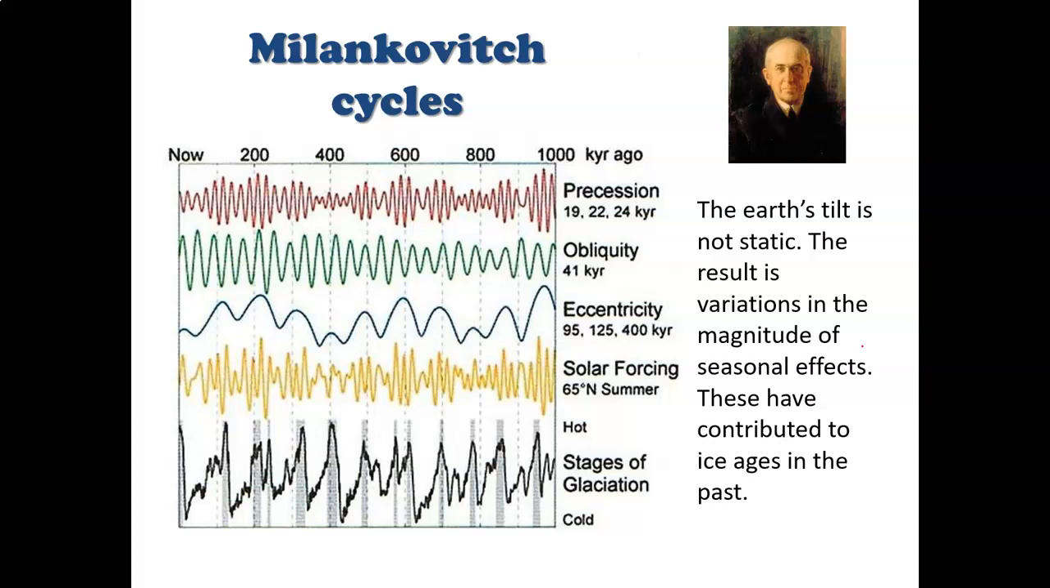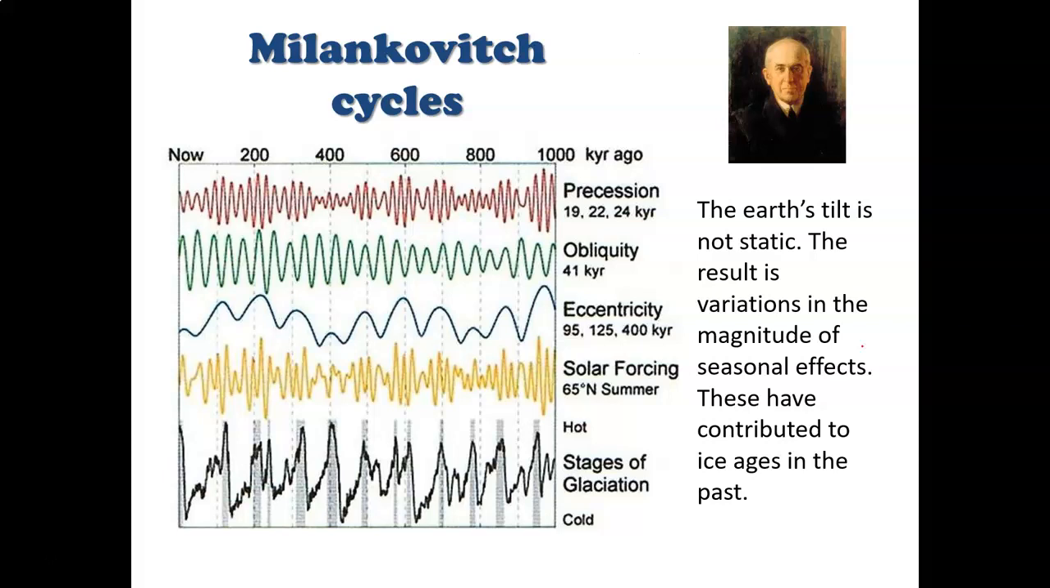So everything I just discussed is not 100% fixed in stone. There are a little bit of irregularities. Sometimes we are a little bit closer to the sun, sometimes a little bit further away. We're not exactly in a perfect orbit around the sun. We're not exactly 23.5 degrees. Sometimes there's a little bit of a wobble.